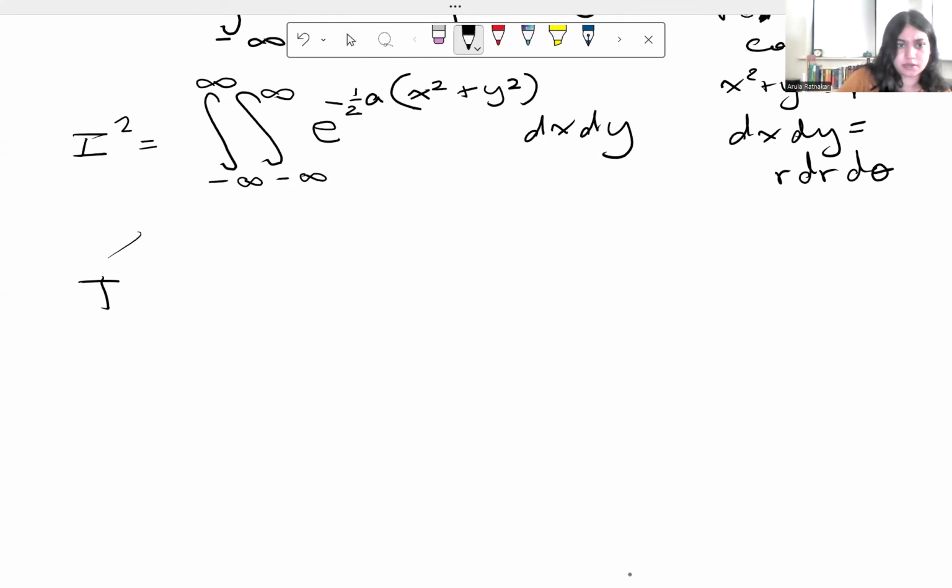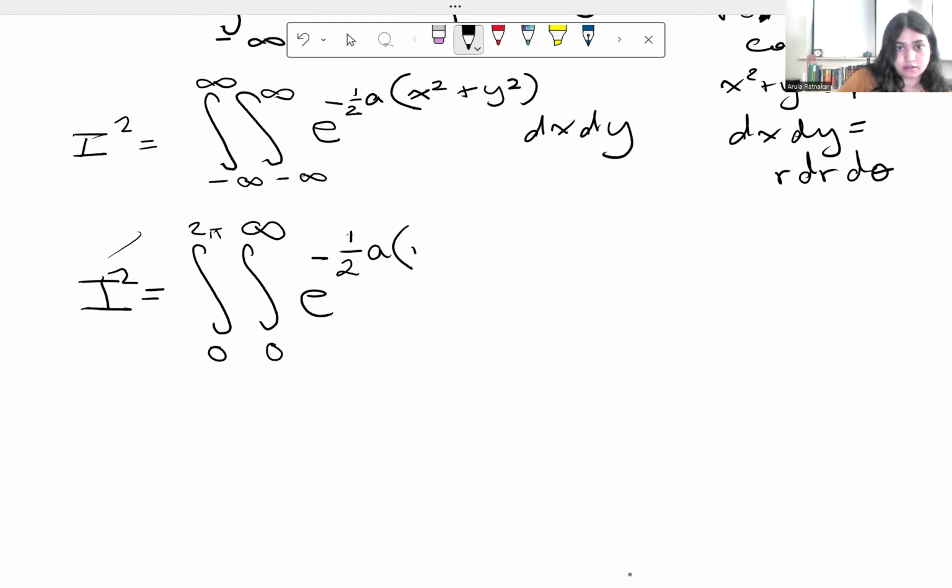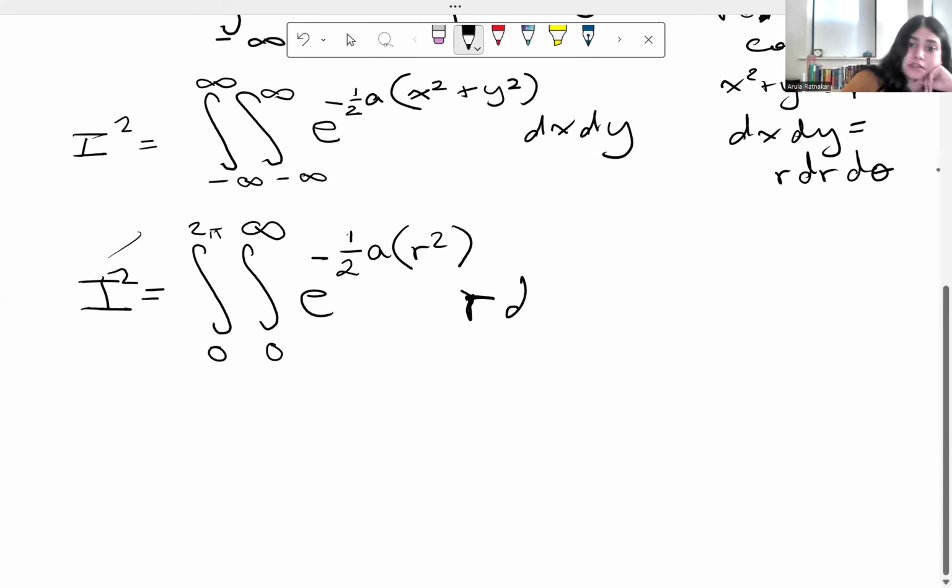So I squared, now that we're changing to polar coordinates, is equal to the integral from 0 to 2 pi and from 0 to infinity of e raised to the negative 1/2 a r squared. And since dx dy becomes r dr d theta, there's an r here, which is going to make our life a lot easier evaluating this integral. dr d theta. Okay, great.